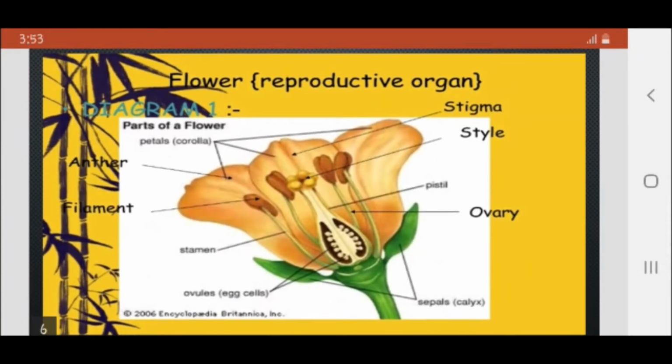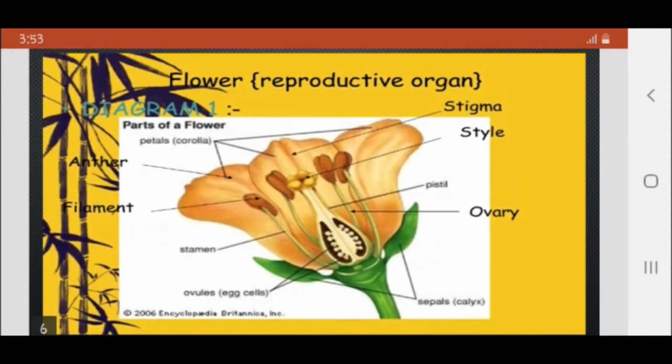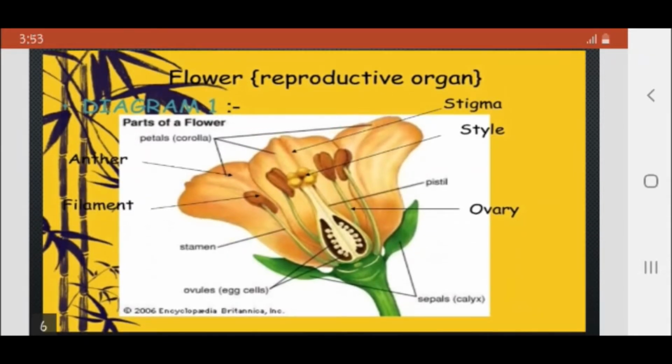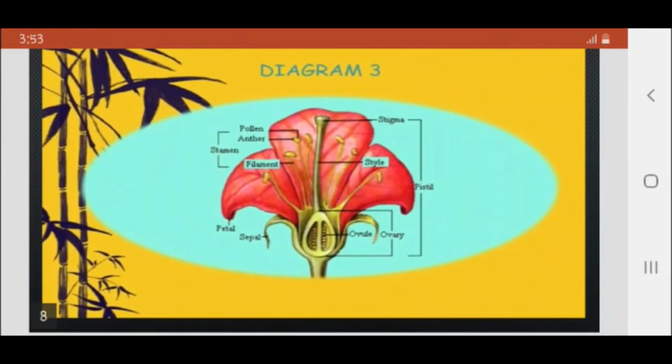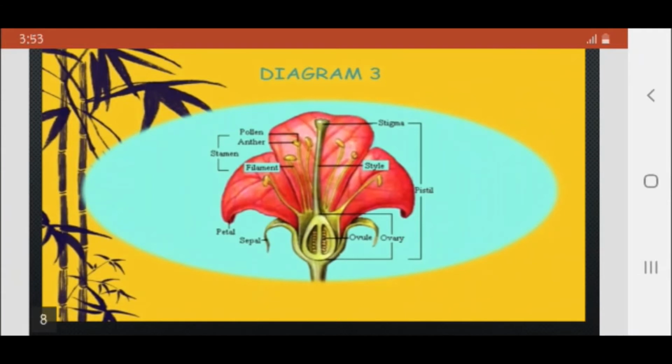The male part of the flower is called stamen, and stamen has two parts, anther and filament. And the female part is called carpel, and it has three main parts, stigma, style, and ovary. This is also the diagram of the flower. You have different parts of the flower, and you can see stigma, style, ovary, ovules, anther, filament.